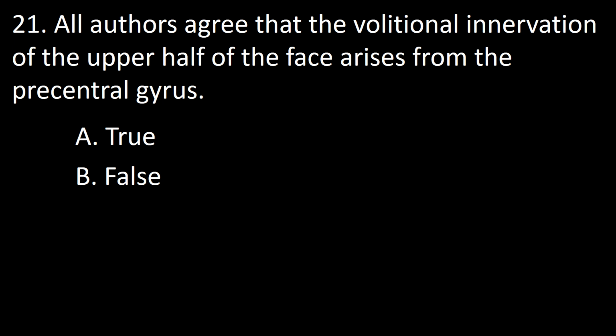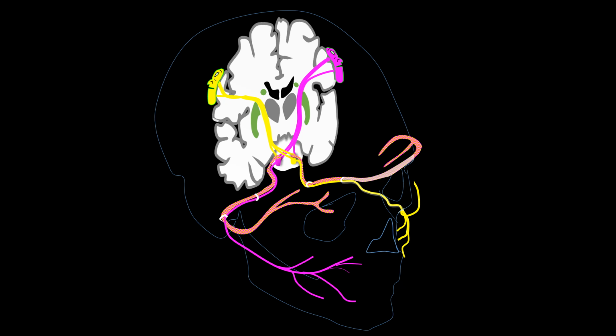Next question. All authors agree that the volitional innervation of the upper half of the face arises from the precentral gyrus. A, true; B, false. This is the classic explanation for the innervation of the facial motor nucleus for volitional expression. According to this classical explanation, the volitional innervation of the upper half of the face arises from the precentral gyrus. In Neuroscience 6th edition, a different explanation for the innervation of the facial motor nucleus is given.